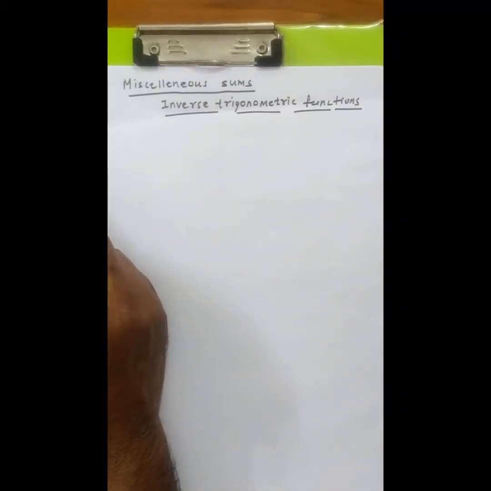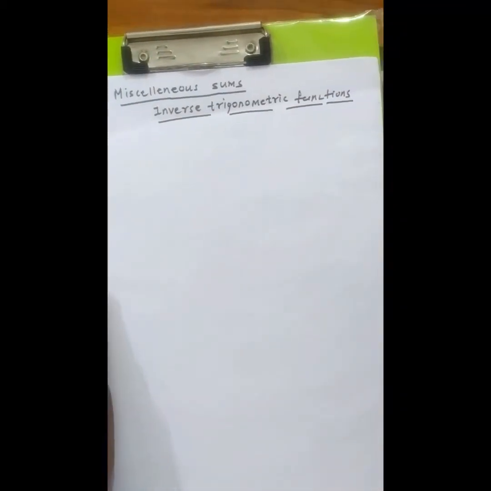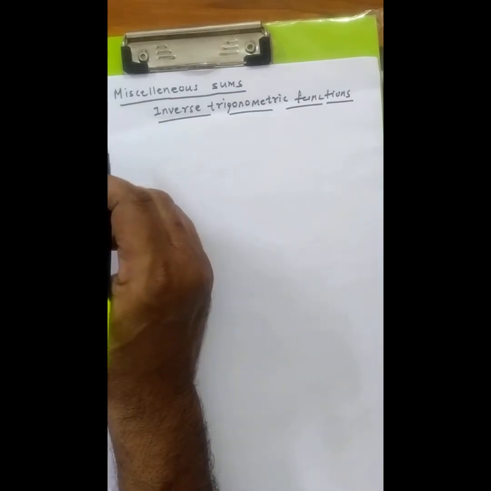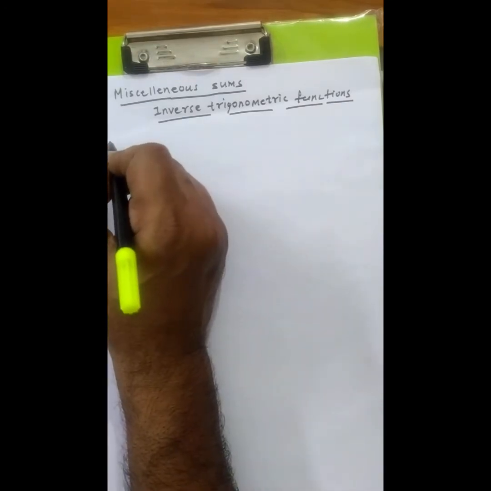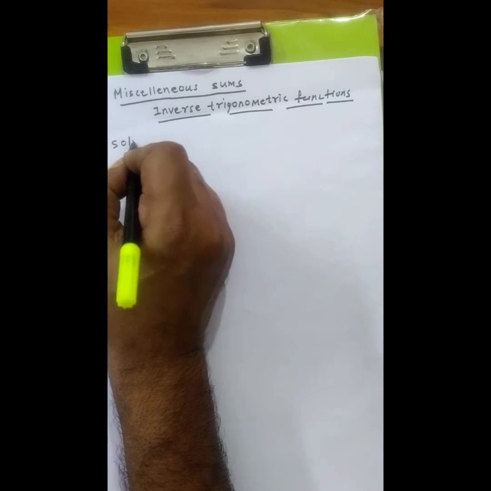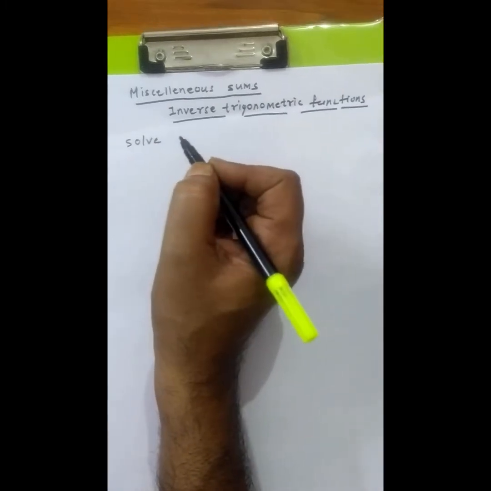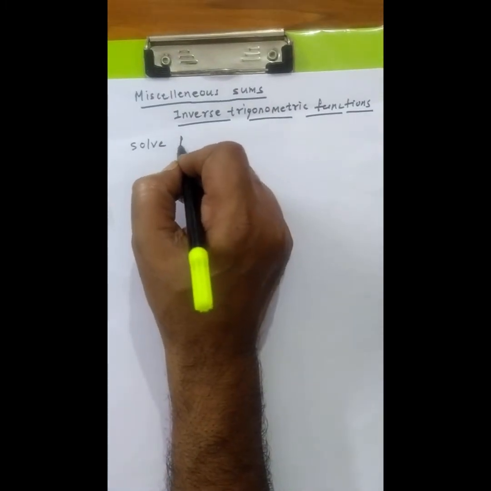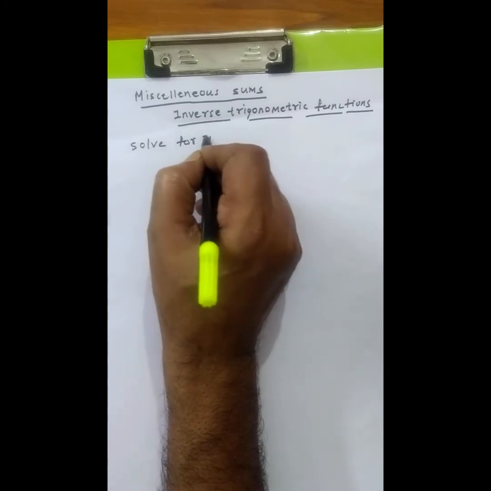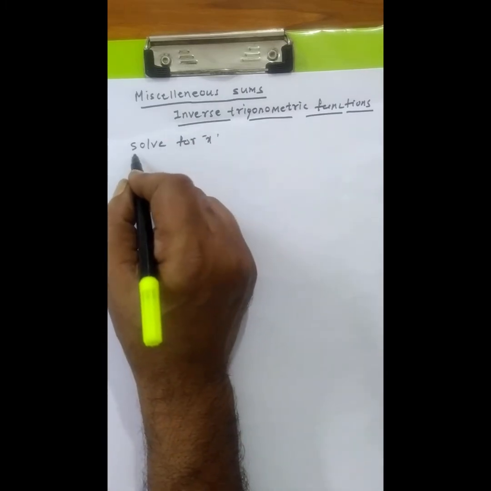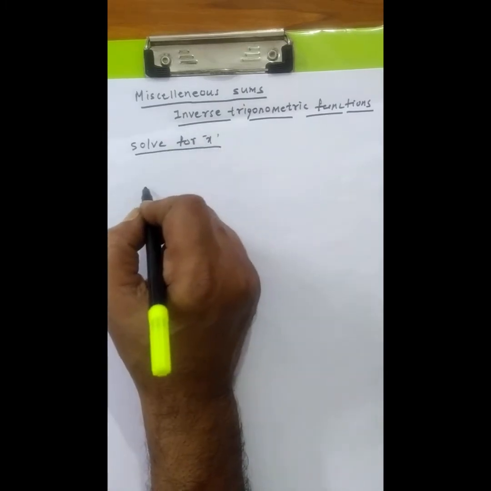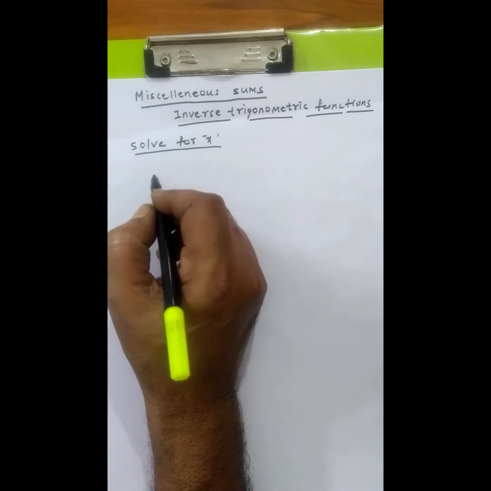We'll start with miscellaneous sums based on inverse trigonometric functions. So first sum is solve for x. So this is a very important sum. Number of times it is repeated in the board exam.